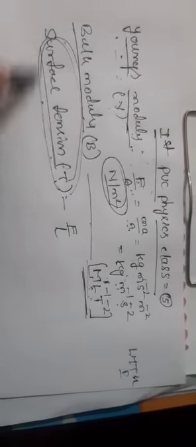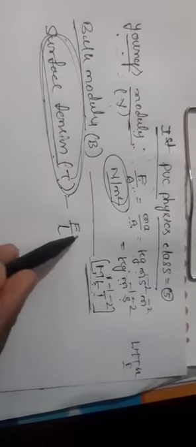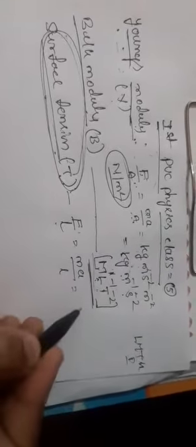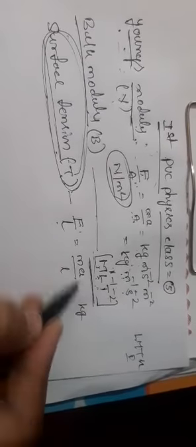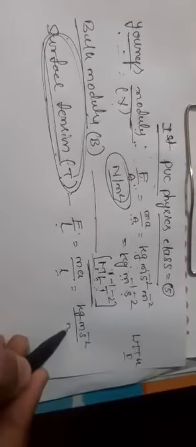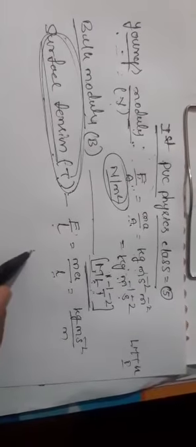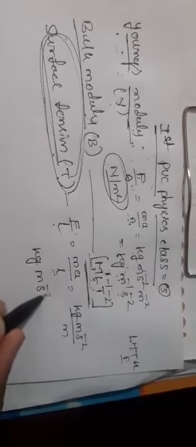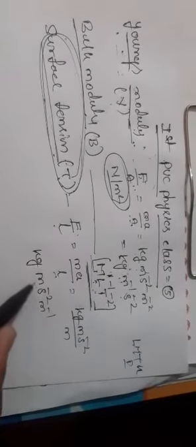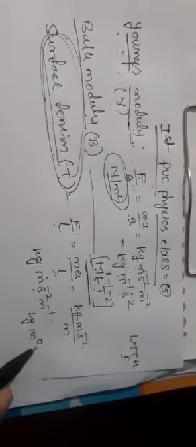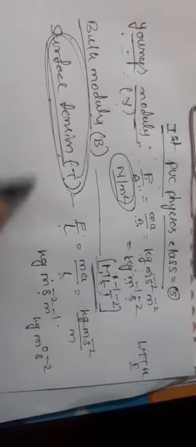The basic definition of surface tension is force per unit length. The force is mass into acceleration, divided by L. The unit of mass is kg, the unit of acceleration is meter second to the power minus 2, and the unit of length is meter. Simplifying this equation, that is kg meter power 1 second power minus 2 meter power minus 1. That is plus 1 minus 1, so meter power is 0. That is kg meter power 0 second power minus 2. Write the dimensional formula.